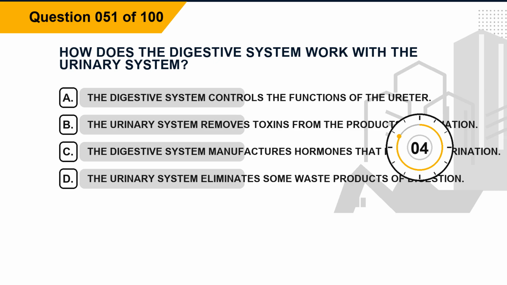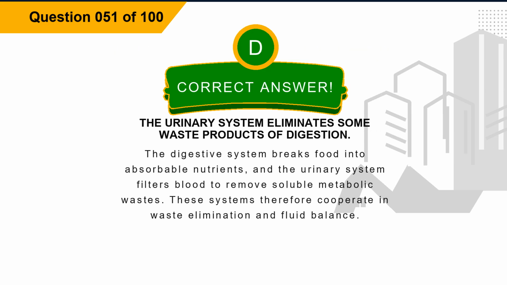Option D, the urinary system eliminates some waste products of digestion. The correct answer is option D, the urinary system eliminates some waste products of digestion. Explanation: the digestive system breaks food into absorbable nutrients, and the urinary system filters blood to remove soluble metabolic wastes. These systems therefore cooperate in waste elimination and fluid balance.